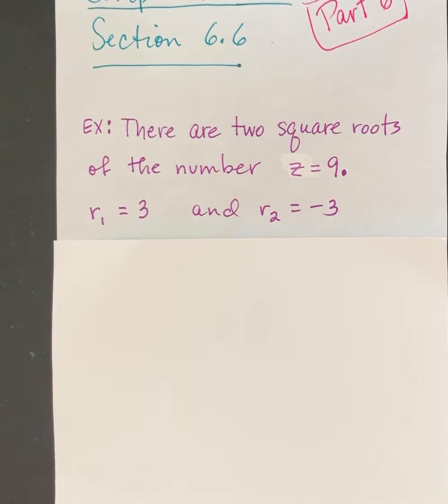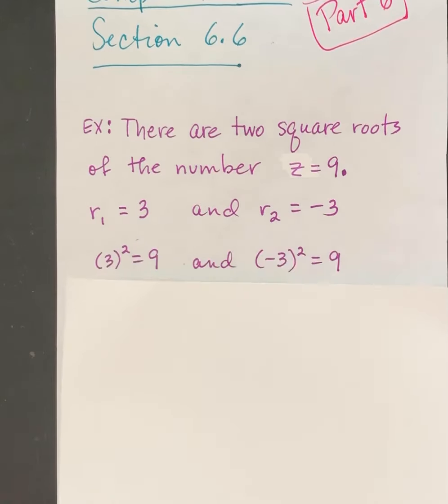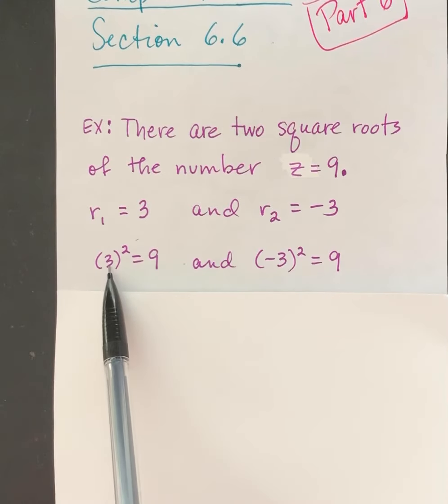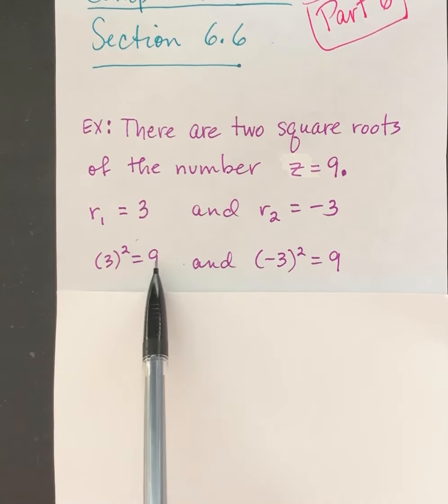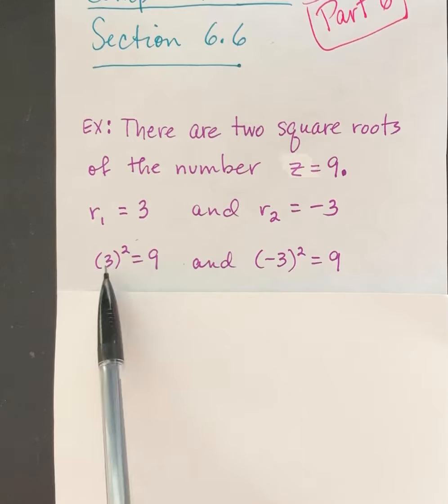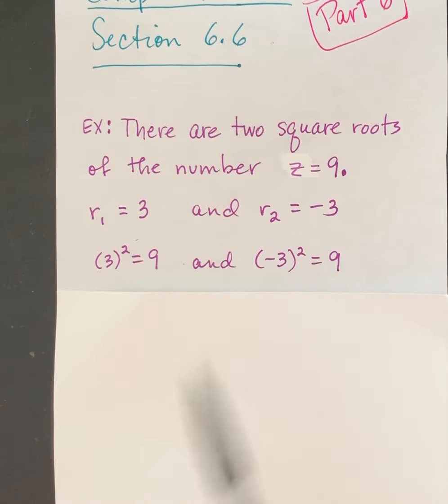What it means for something to be a square root is that if you take the square root and you square it, that will give you the number. So 3 squared is 9, -3 squared is also 9. So that's why those are both square roots.